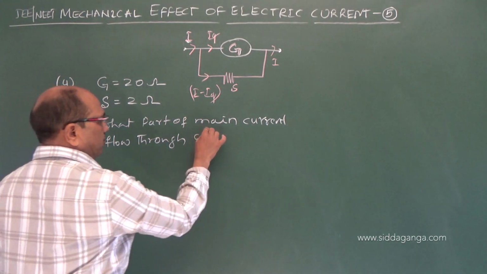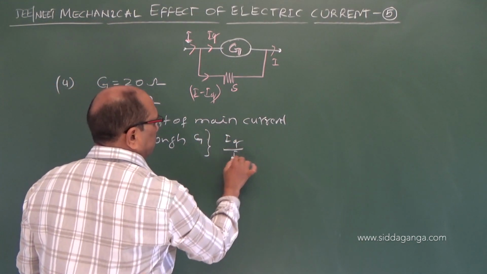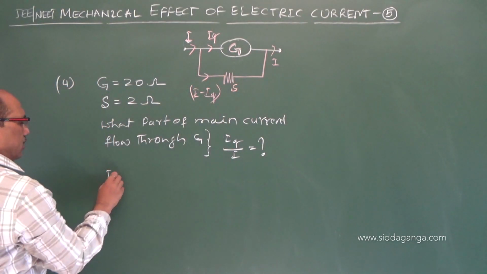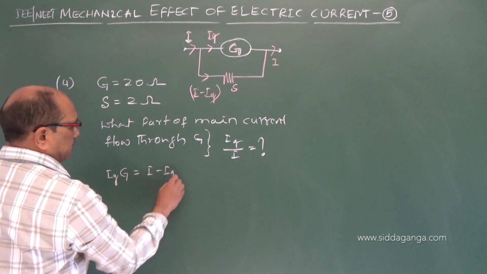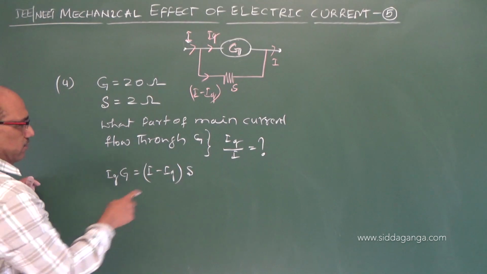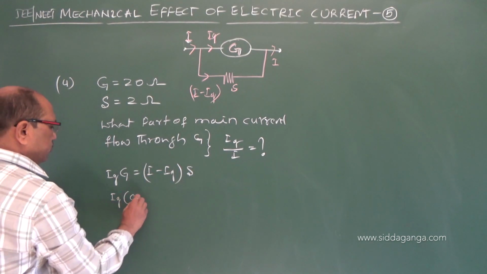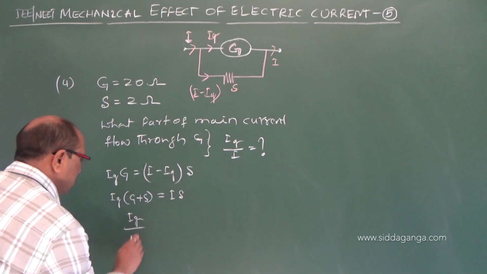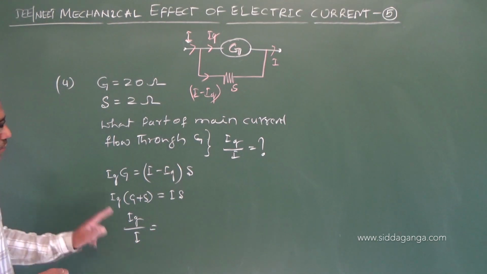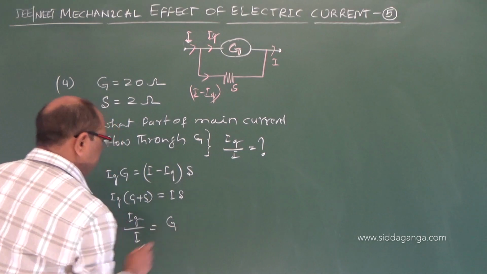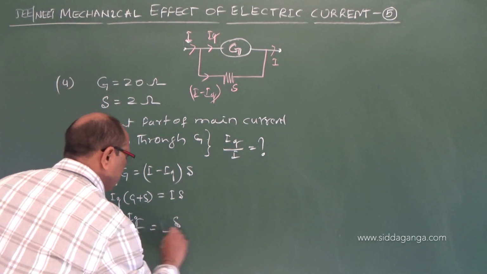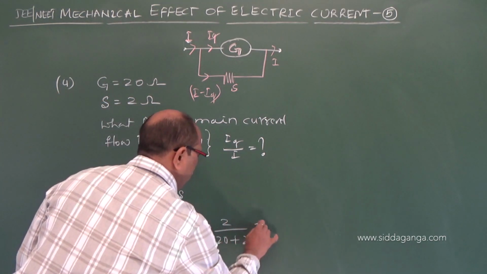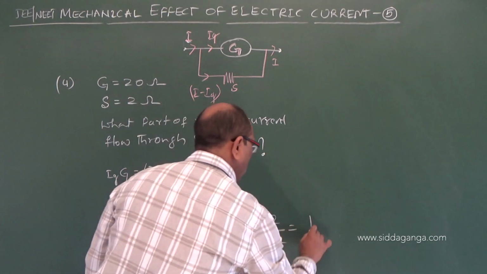The question is, what part of the main current means Ig by I is how much? Even if you have forgotten, you can generate the equation easily because Ig into G equals I minus Ig into S, since those two are parallel. If I bring Ig to one side, it becomes G plus S is equal to IS. If you want Ig by I, the fraction of current carried out of the main is S upon G plus S. That is 2 by 20 plus 2, 2 by 22 is 1 by 11.